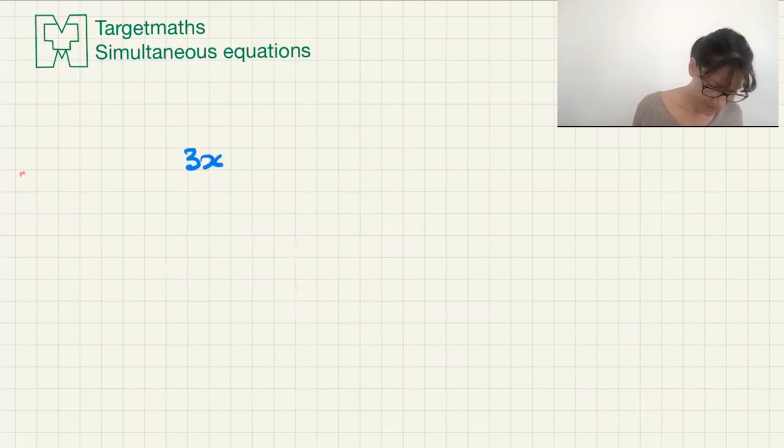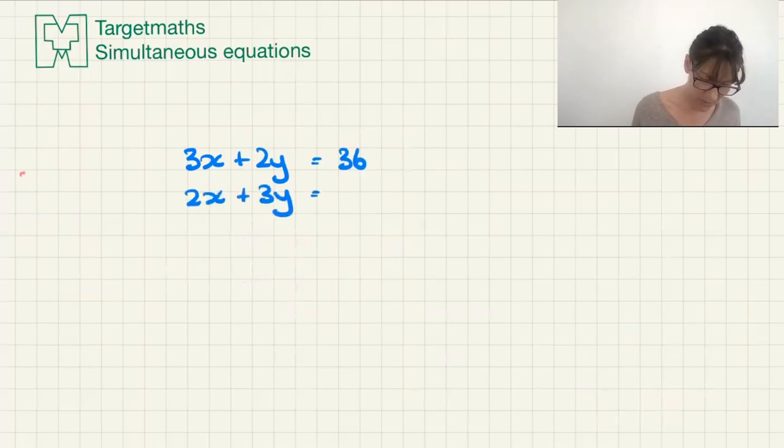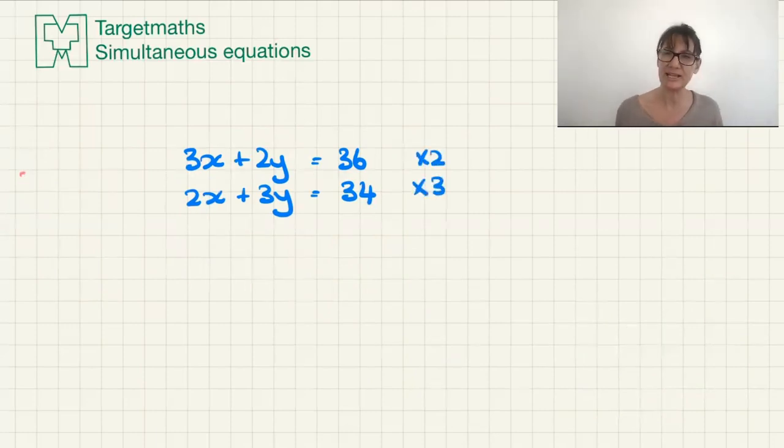3x plus 2y equals 36. 2x plus 3y equals 34. Now, looking at the front here, I can't just double 1. They're not in the same times table. So I'm going to have to cross multiply. So times the top 1 by 2, bottom 1 by 3, a bit like getting the denominators the same on a fraction. And then I'm going to multiply those through.